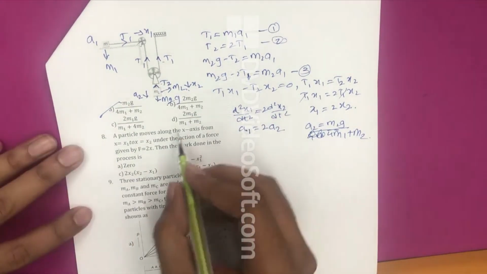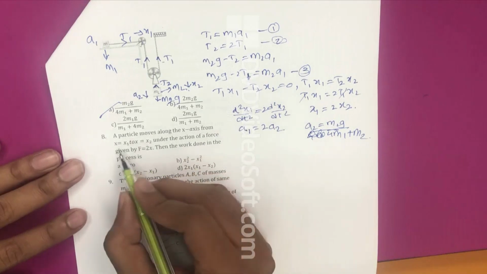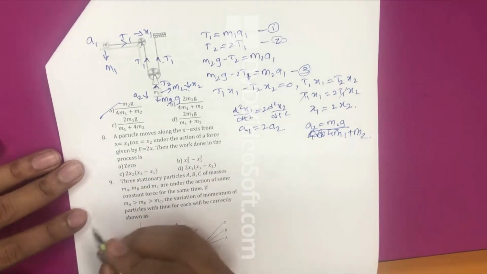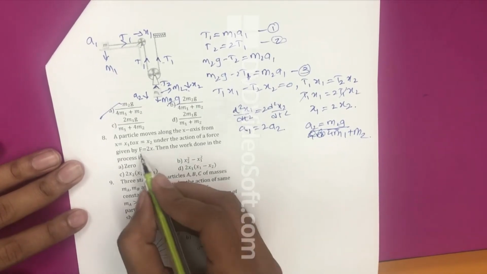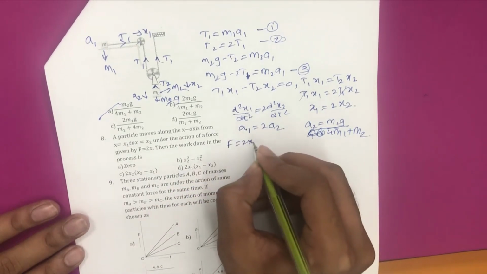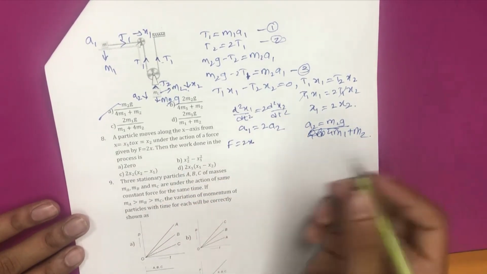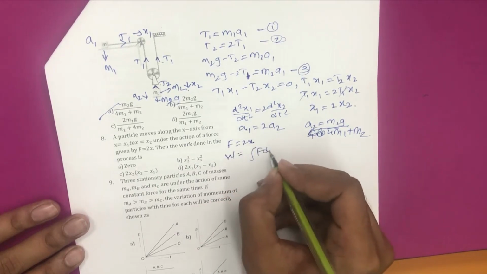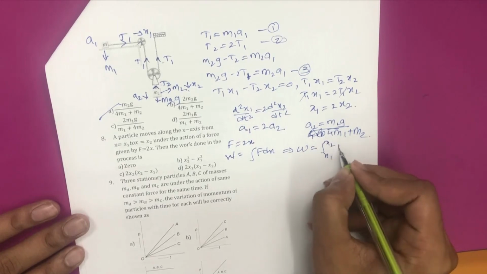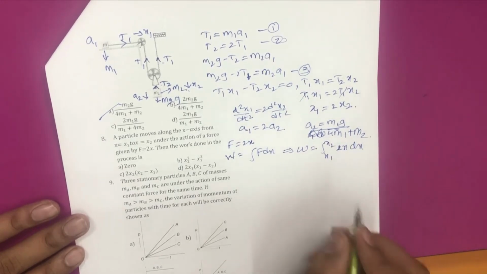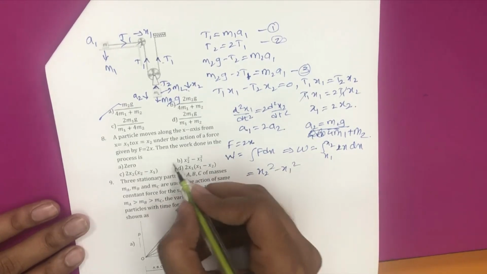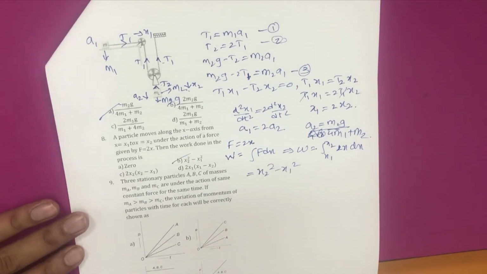Question 8. A particle moves along the x-axis from x equals x1 to x equals x2 under the action of a force given by F equals 2x. Then the work done in the process is, now force is given as 2x. The particle moves from x1 to x2. Work done will be integral F dx, so integral from x1 to x2 of 2x dx. Integrating this, I would get the final answer as x2 square minus x1 square. So your correct answer would be option B.